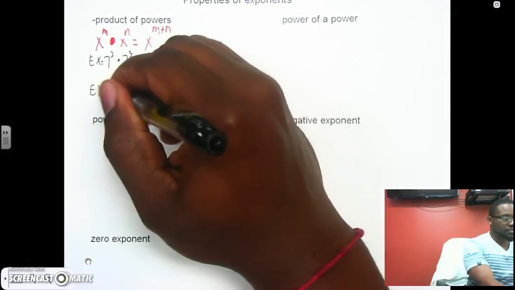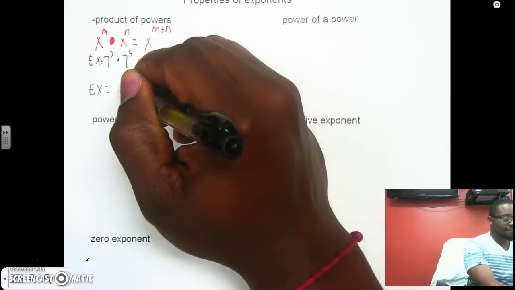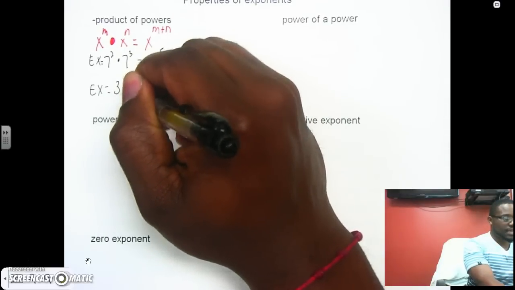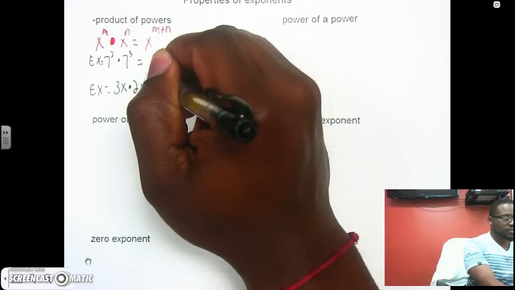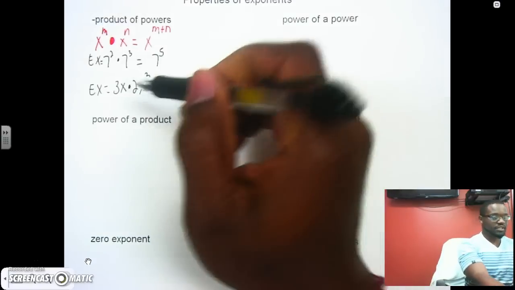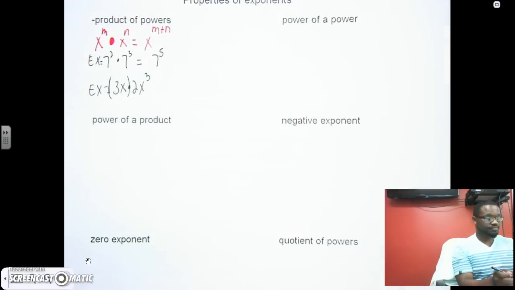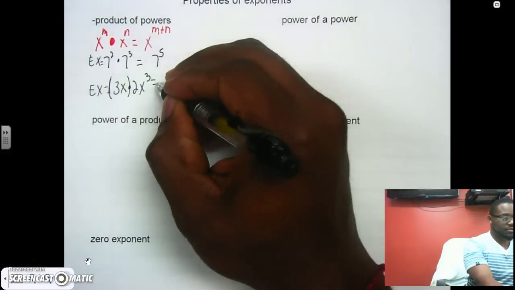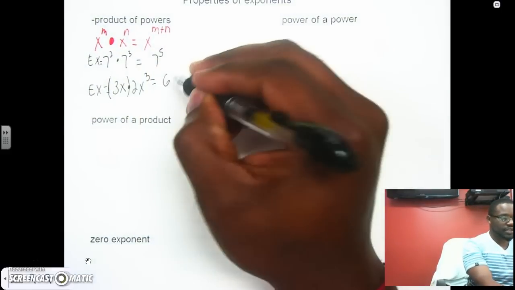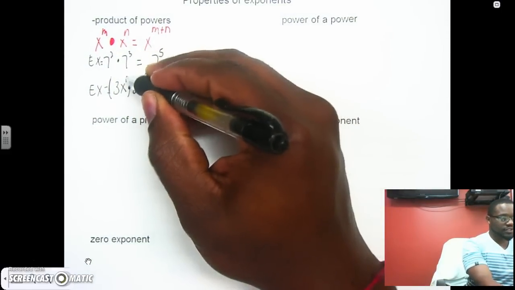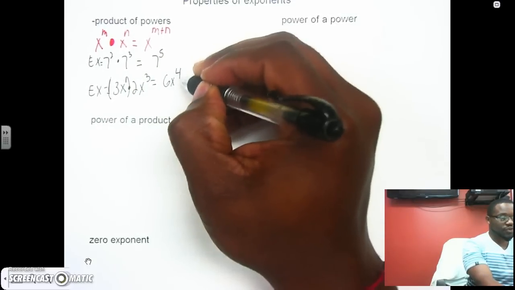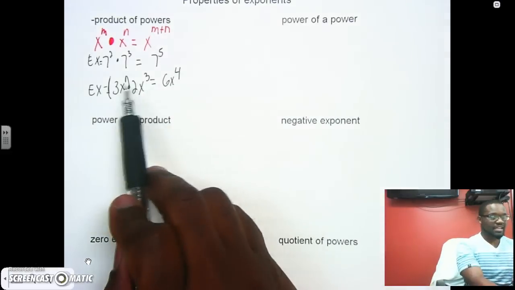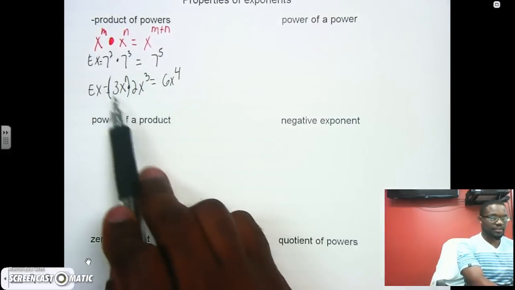Another example would be if I had something like 3x times 2x to the third power. Now normally you wouldn't see the times like that, you would see parentheses, so that means the same thing. I just wrote a dot there. But this would equal 6. Why? Because 2 times 3 is 6. x to the first times x to the third is x to the fourth. Okay? So I added those because I was multiplying them.